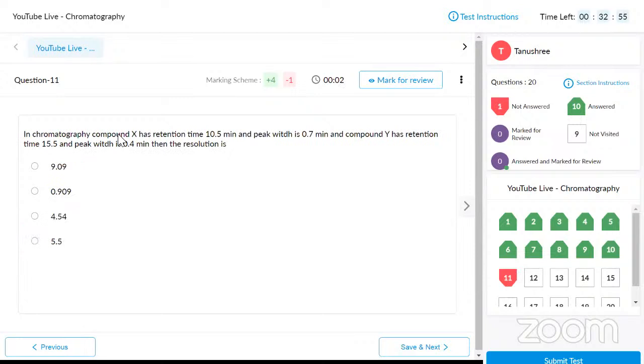In chromatography, compound X has a retention time of 10.5 minutes and peak width is 0.7 minutes, and compound Y has a retention time of 15.5 minutes and a peak width of 0.4 minutes. Then what will be the resolution? You have four options: 9.09, 0.909, 4.54 and 5.5. So there is a formula to solve this problem. I will solve it using the whiteboard. So you can see as the formula states.